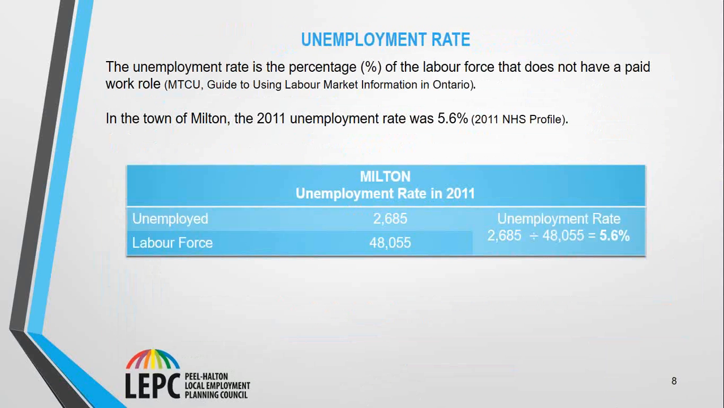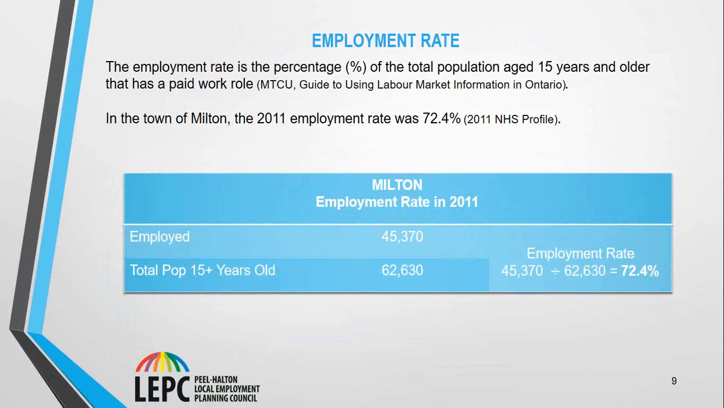Unemployment rate. Unemployment rate is a fraction of labor force that are unemployed or do not have a paid job. For calculating the unemployment rate, we should find the ratio of unemployed population to the labor force population. In case of Milton in 2011, we get 5.6% for unemployment rate. Employment rate. Employment rate is a fraction of population aged 15 years and above who are employed. So for calculating that, we should find the ratio of employed population to the total population aged 15 years and above, which in case of Milton is 72.4%. Again, for calculating the employment rate and labor force participation rate, the denominator is the total population aged 15 years and above. But for calculating the unemployment rate, the denominator is the labor force population.